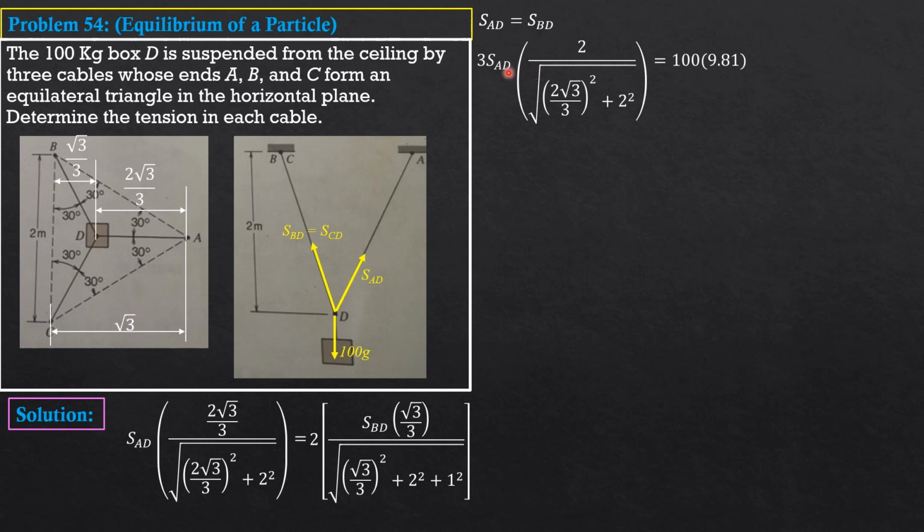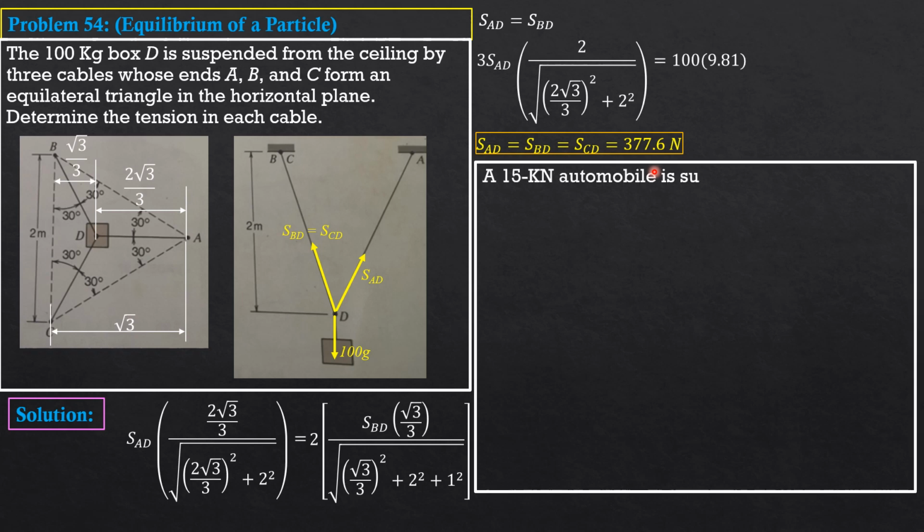So solving for the tension in AD, which is equal to the tension in BD and the tension in CD. So S_AD equals S_BD equals S_CD. It is equal to 377.6 newtons.